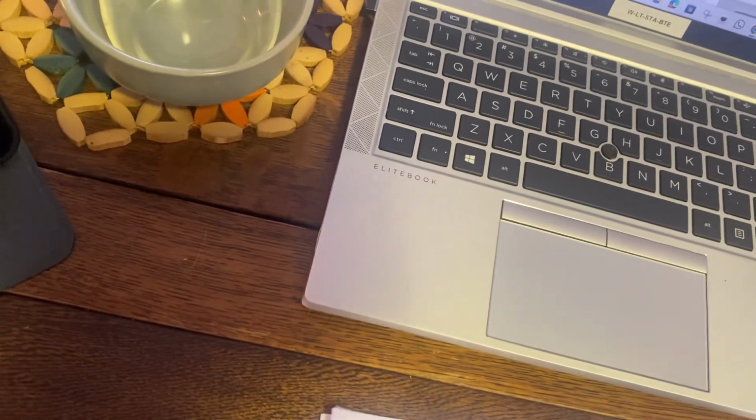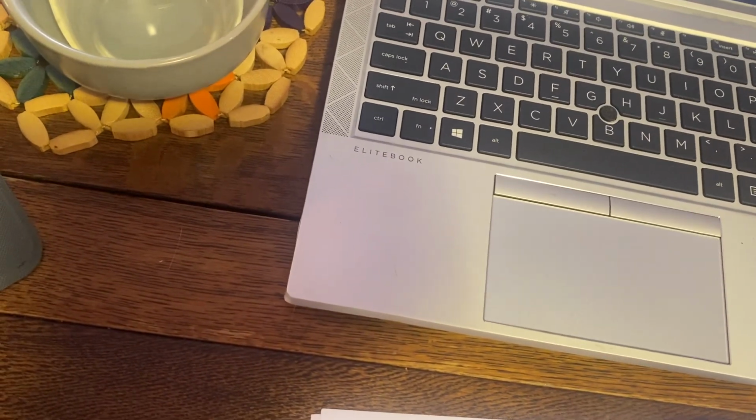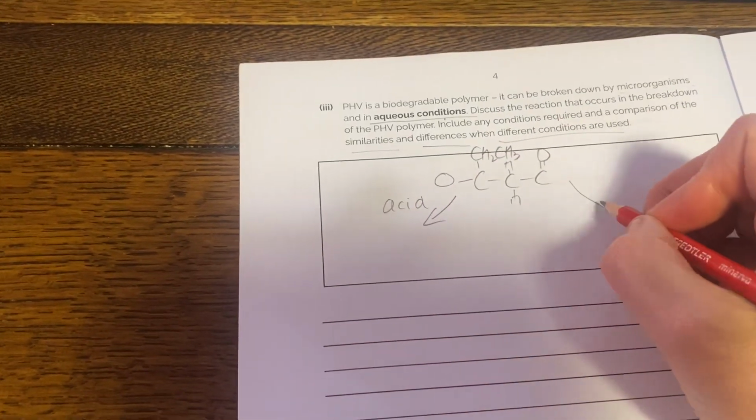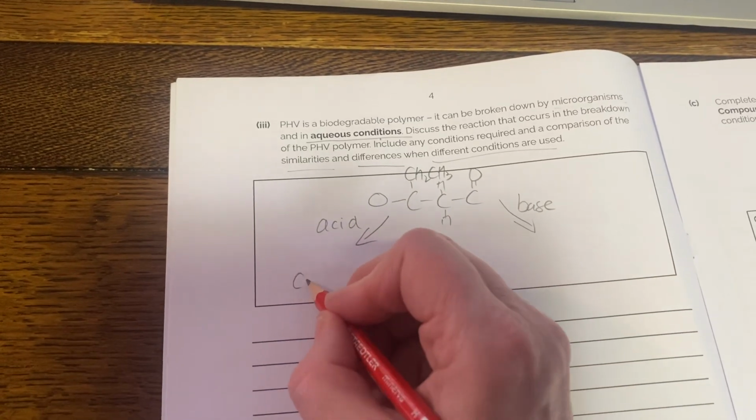Okay, so that's the basic carbon chain there. So we've got acid hydrolysis. Oh, crikey, I've just noticed I'm far away. And we've got base hydrolysis. So the products for acid hydrolysis are essentially the same.